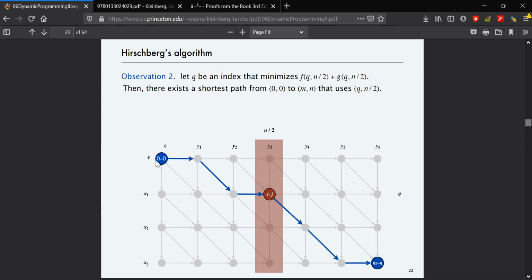So you want to find the shortest path from 0,0 to mn. Right. That path must cross every layer. By layer, I mean a column. That path must cross some vertex in every column. Right. Is that clear? Yes, sir. Sure. Pick the column, pick the middle column. You want to divide this problem evenly. Pick the middle column.